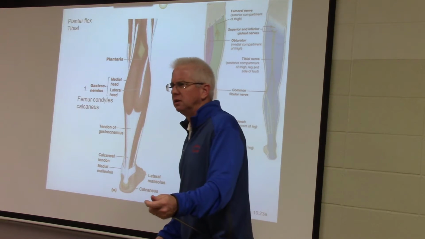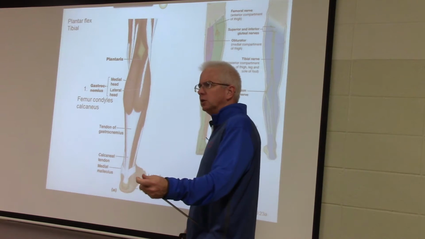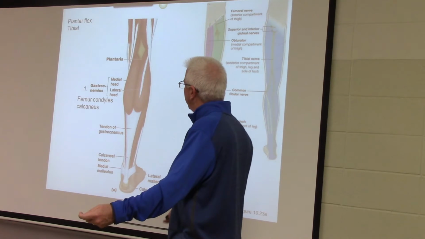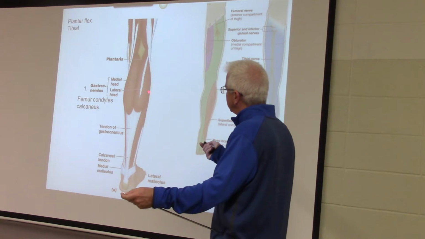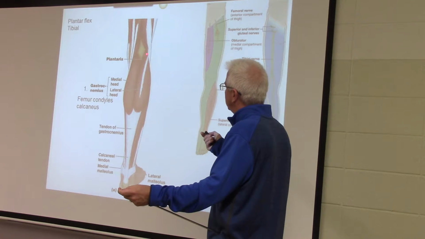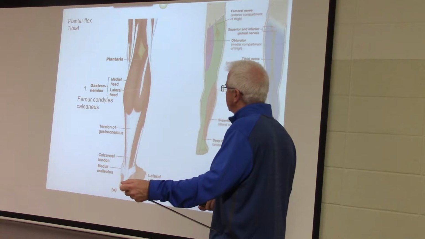There really is no anterior compartment. It's really lateral and posterior. It's a bone on the front. Okay, and they are, first on the list here, shown here in the picture, the plantaris.